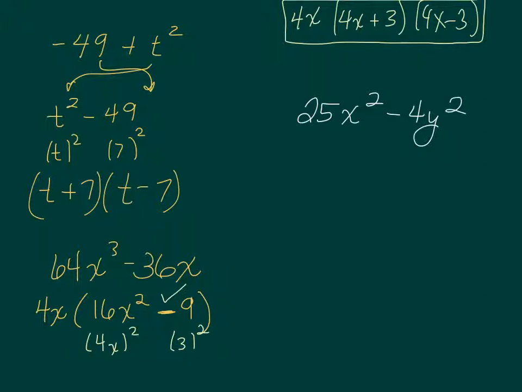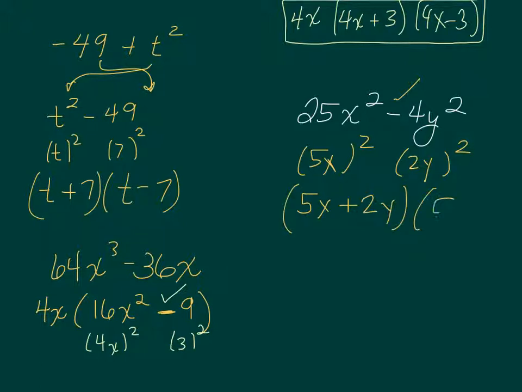(25x squared minus 4y squared). Well, it's a difference. And what do I have to square to get 25x squared? 5x, right? What do I have to square to get 4y squared? 2y. So this is going to be 5x plus 2y, 5x minus 2y. So that's not so bad.